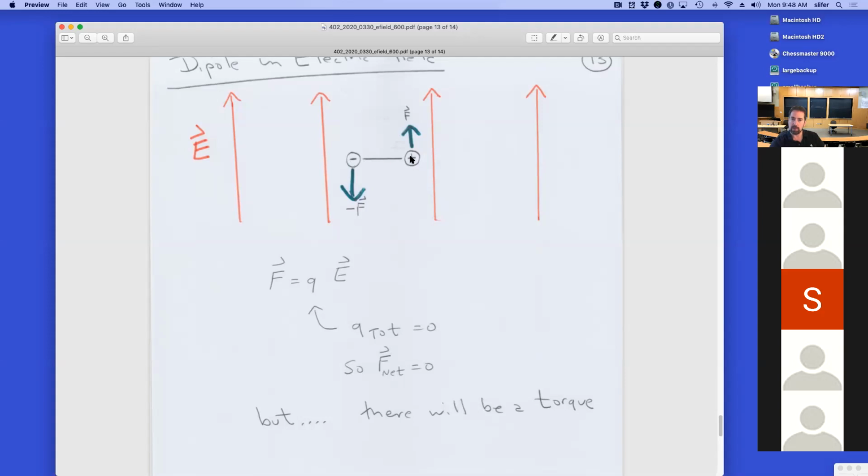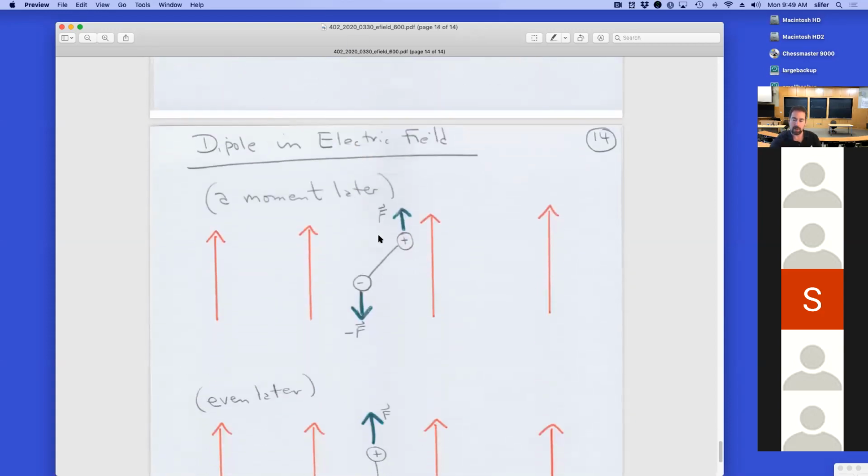But something interesting can happen in this system, in the sense that if I dig down deeper, this guy experiences a force in the positive direction along the electric field. And this guy, because he's negative, experiences an equal and opposite force, going against the electric field in this direction. So if I have my positive charge here and my negative charge here, this guy's going to have a force going that way, and this guy's going to have a force going that way. And if I look just a moment later, these guys will have rotated. This one will be pulled in that direction. This one will be pulled in that direction.